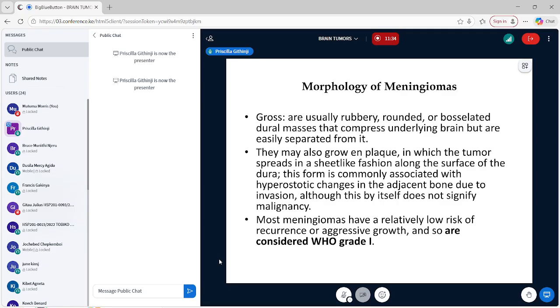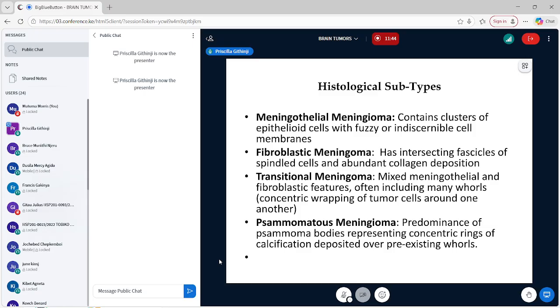Meningiomas are divided into different types depending on what you see on histology. So they are histological subtypes. We have meningothelial meningiomas, which contain fuzzy or indiscernible cell membranes, in that you cannot see the cell borders. We have fibroblastic meningioma, which has intersecting fascicles of spindled cells. We have transitional meningioma, which is usually a mixture of the meningothelial and the fibroblastic features.